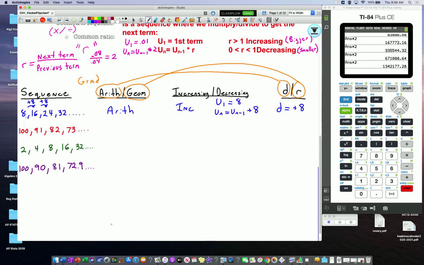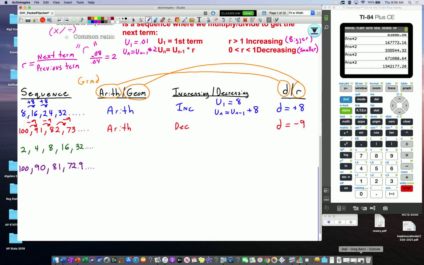Second one, if I look at this one, 100 to 91, 91 to 82, 82 to 73. It looks like I am subtracting 9 each and every time. So this one is still arithmetic, but this one is decreasing. And so it's still D, and it's very important to put the minus 9.